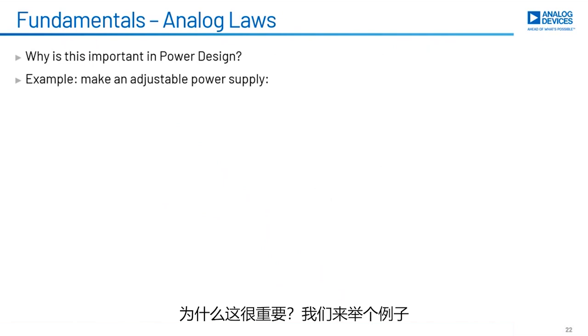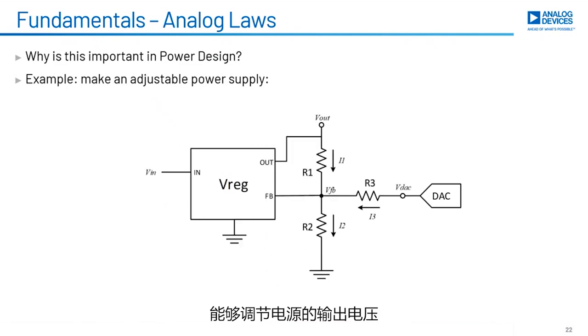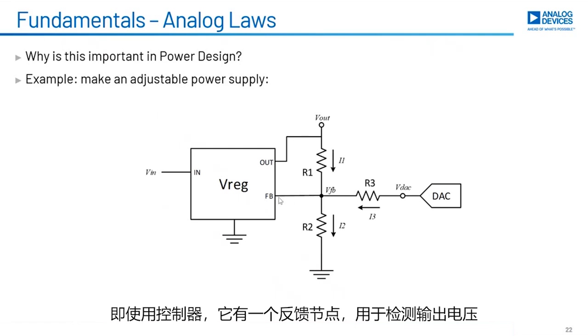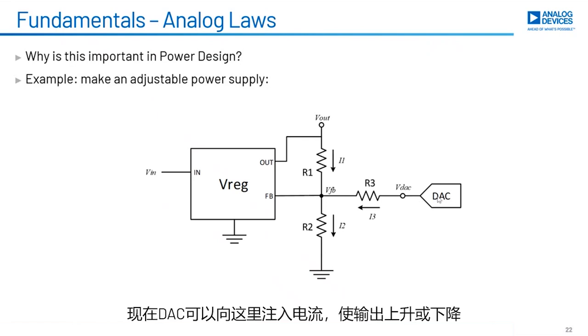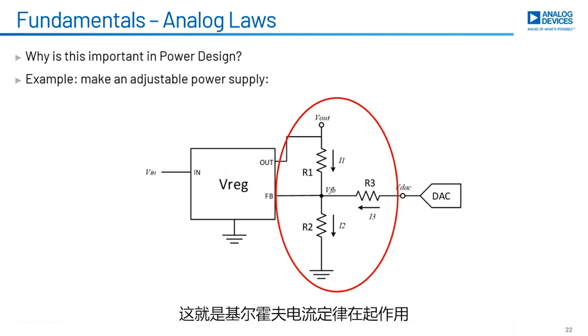So let's take an example. I need a power supply that I can adjust in my system automatically. So I need my CPU or whatever other intelligence I have to be able to adjust the output voltage of the power supply. Well, here's a straightforward way to do that. You have a regulator, and it has a feedback node, which is used to sense the output voltage. And you add a 3rd resistor and a DAC, and now the DAC can inject current into this and make the output go up or down. And that right there is Kirchhoff's current law in action.